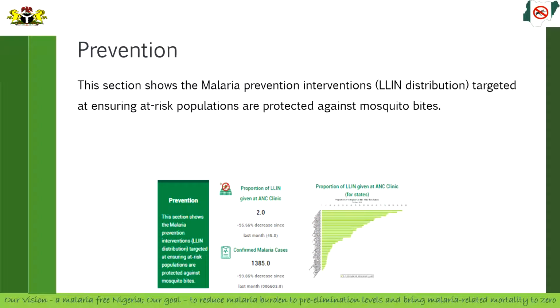Now, we have the prevention section. The prevention section is more of looking at malaria cases. So we have the proportion of LLIN given at ANC clinic. We have the proportion of LLIN given at clinic, that is for states. We also have things like confirmed malaria cases, just to play around with them, look and analyze to know how prevention has been working, and whether malaria confirmed cases are dropping or increasing, just to guide us in the area of prevention.